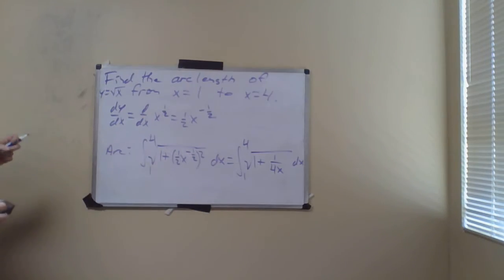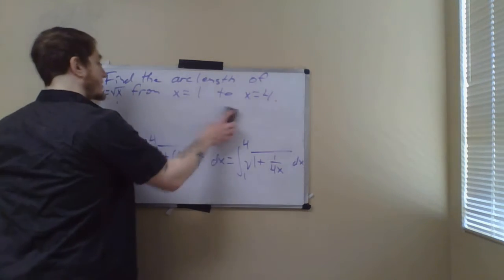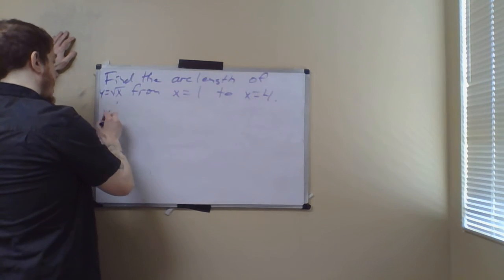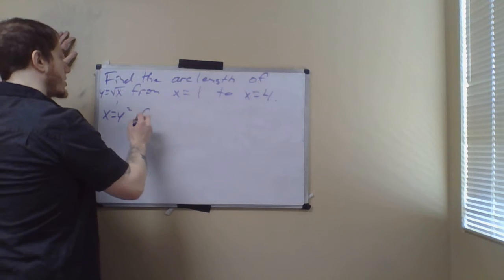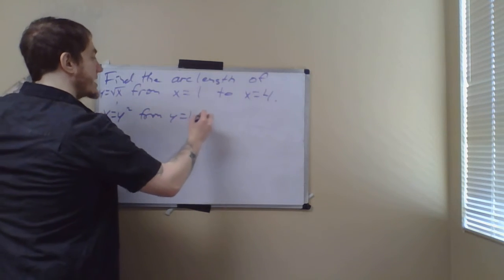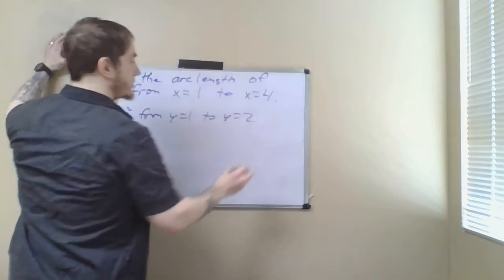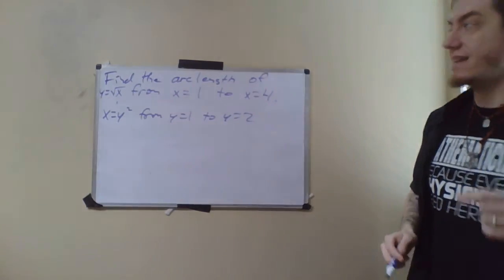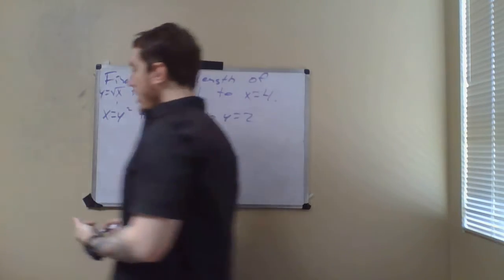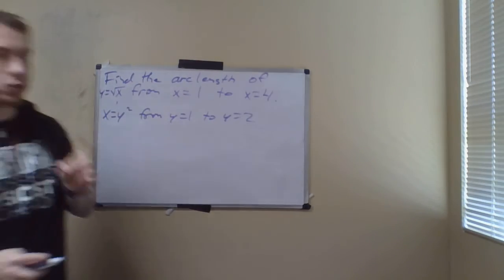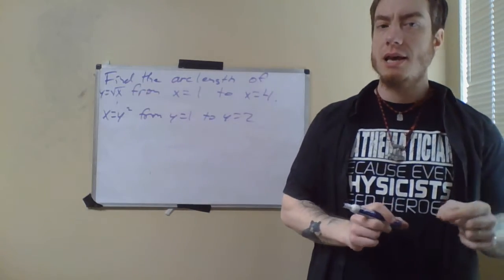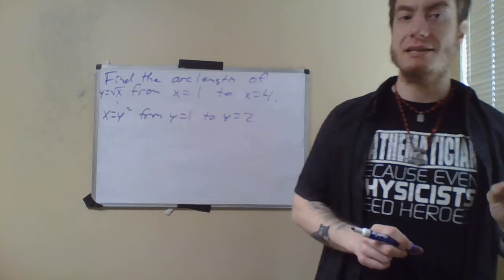Now, I want to notice here that we could have done this in another way as well, because notice that this is the same as doing the arc length of x equals y squared from y equals 1 to y equals 2. So maybe we want to do the arc length this way instead. Could this be any easier? Well, in a sense, sort of. I mean, it's not entirely easier, but it's not entirely more difficult. In fact, it's probably a little bit easier.